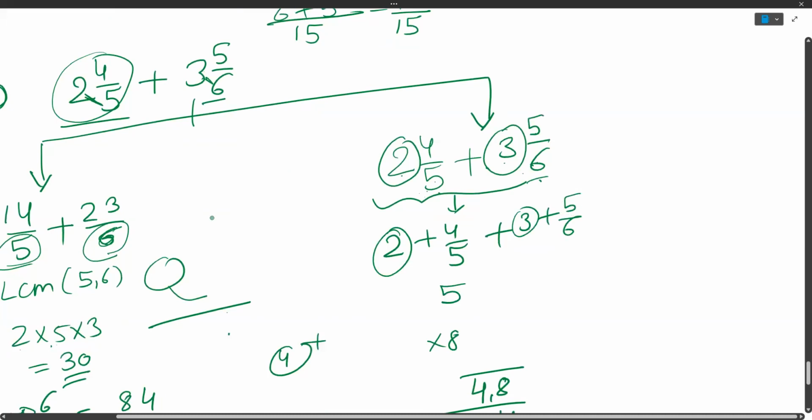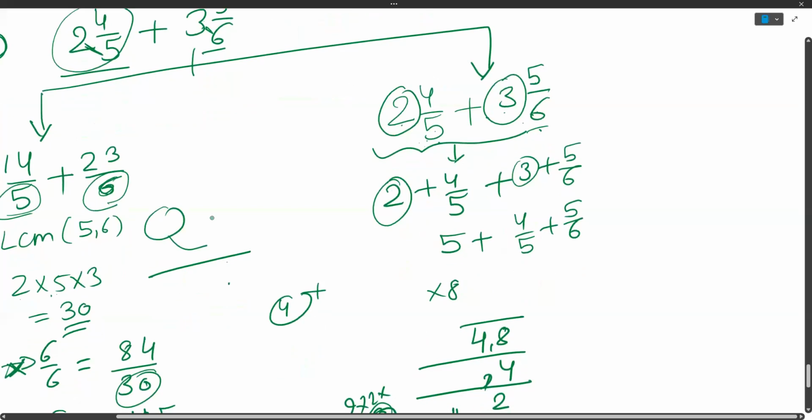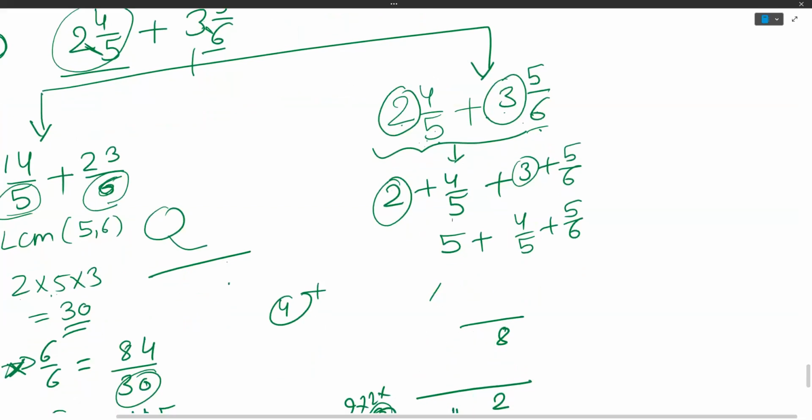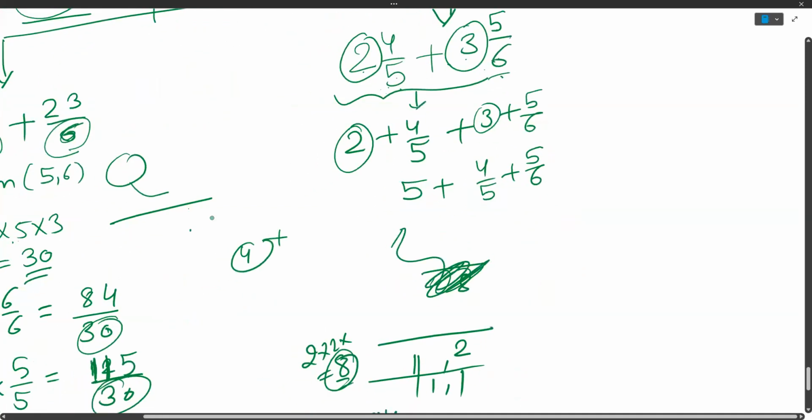3 plus 2, you can directly add. And add 4 by 5 and 5 by 6. That's it. Okay. It would be more easy if you do it in this way. Both the ways are correct.